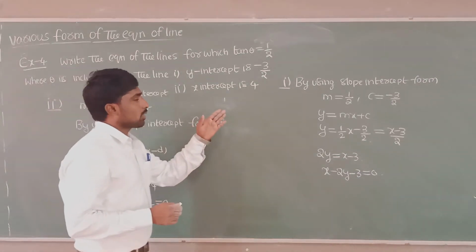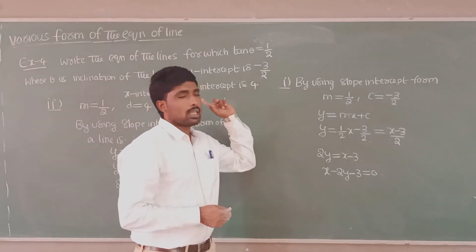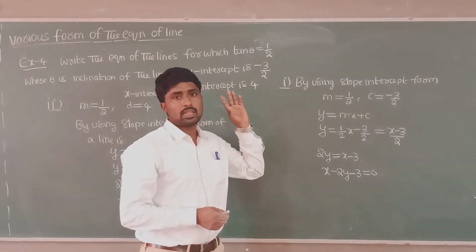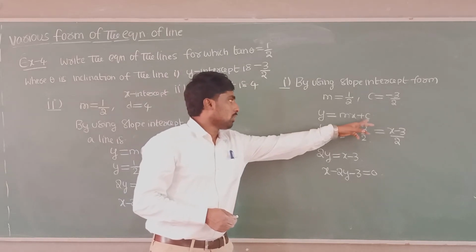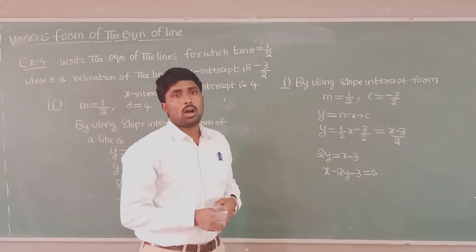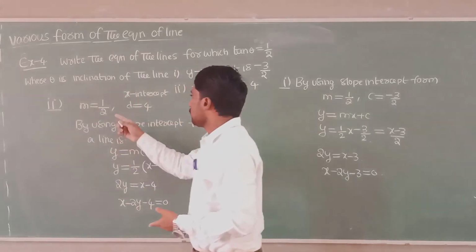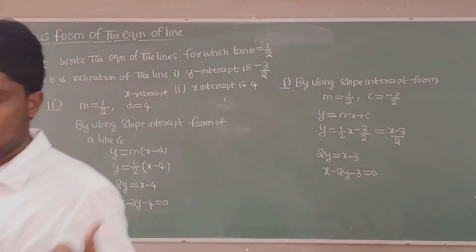Is it clear for everyone? What is the y-intercept form of a straight line? What is the x-intercept form of a straight line? We have to know the difference here. If it is the y-intercept, it is c units distance from the origin. If it is the x-intercept, it is d units from the origin. Is it clear everyone? Okay, all of you note down this.